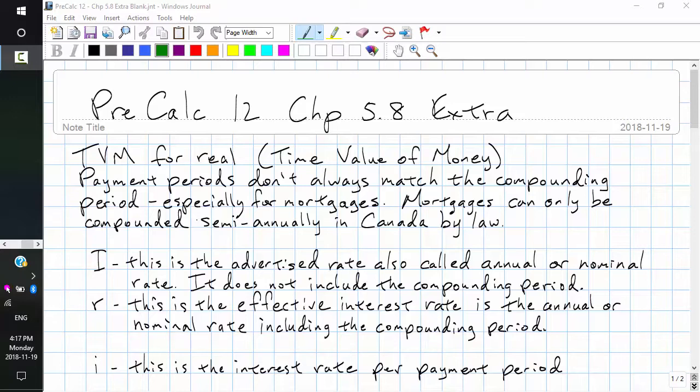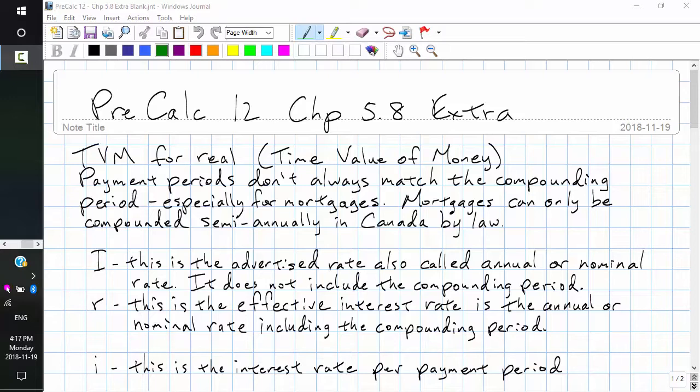Okay, and what we're used to dealing with is I. This is the advertised rate, also called the annual or nominal rate, and it does not include the compounding period, so it's nothing different than we've done before. R. This is the effective interest rate, and it's the annual rate or nominal rate, including the compound period. So this is a better rate for doing comparisons.